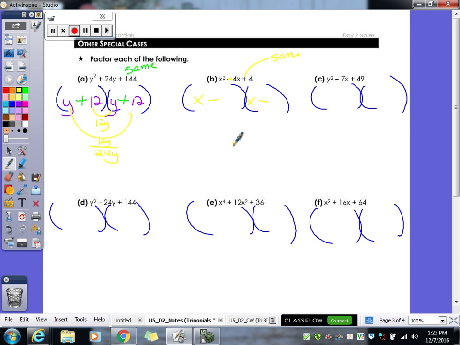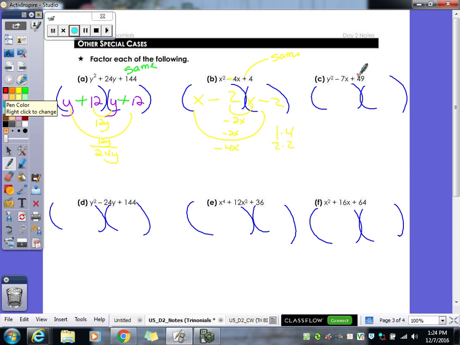What's going to give me a negative 4 in the middle? 1 times 4 or 2 times 2. What is going to give me the 4 in the middle? 2 and 2. So if I check it, negative 2x on my little smile, negative 2x on my big smile. When I add them together, combining my like terms, I get a negative 4x. All right, let's try the next one.